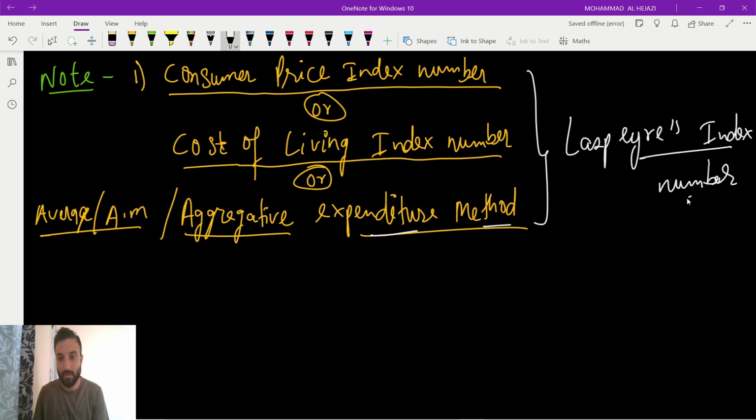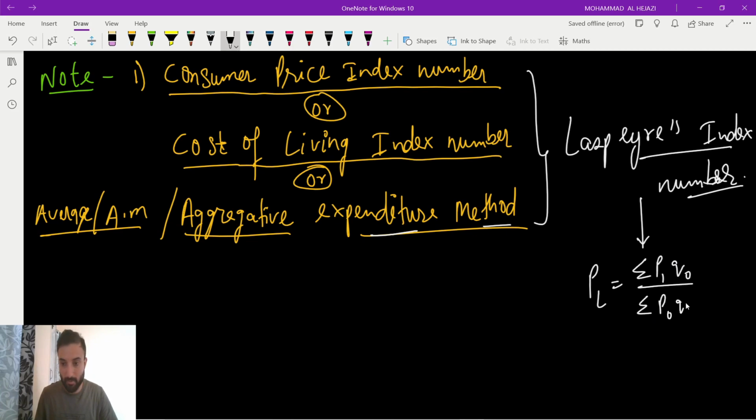Remember the thing. If they tell you to find the consumer price index number, or the cost of living index number, or the average or arithmetic mean or aggregative expenditure method, what will we do? Yes, we'll use the Laspeyres index number formula, meaning the PL formula. What is the PL formula? Yes, summation of P1 Q0 by summation of P0 Q0 into 100. That's it.